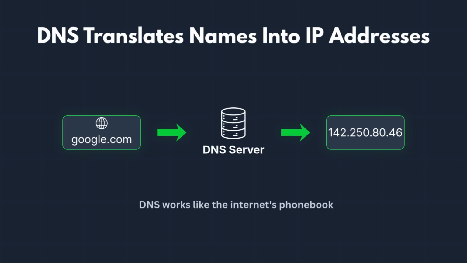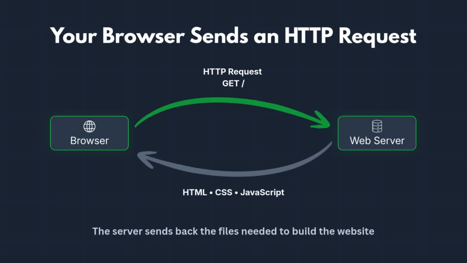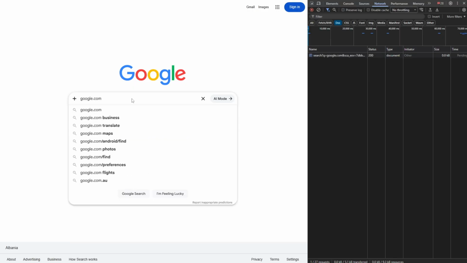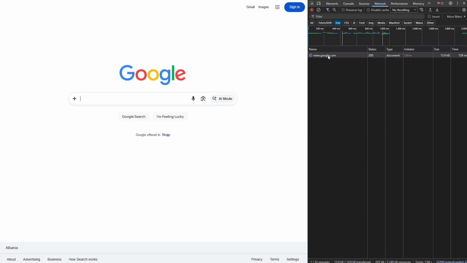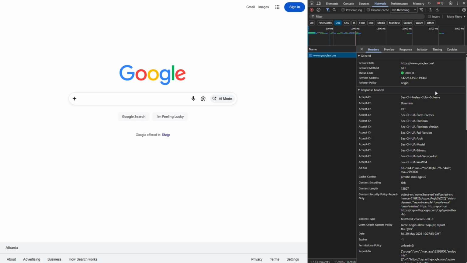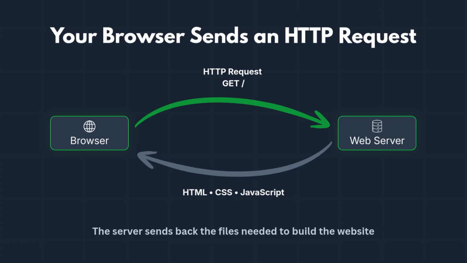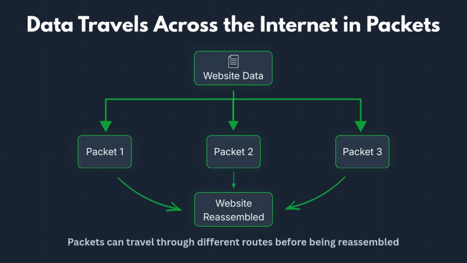Okay, so your browser now has the IP address. What happens next? It sends a request to the server. Specifically, it sends an HTTP request saying, "Hey, give me the homepage of google.com." The server receives it, processes it, and sends back a response, the HTML, CSS, and JavaScript that make up the website. Now here's something most people don't know.